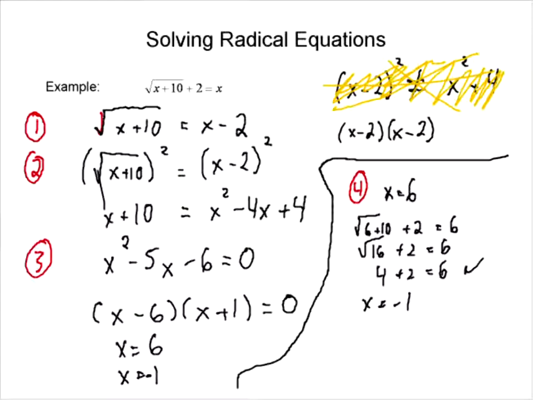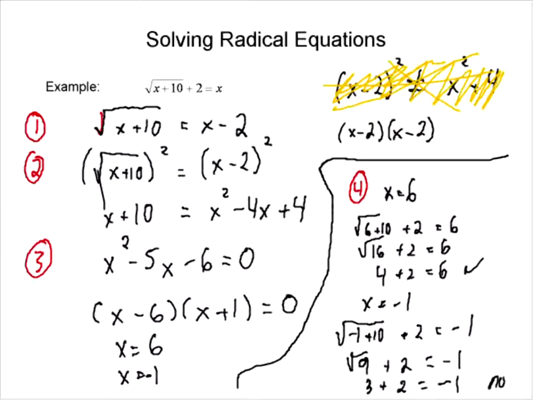So let's test x equals negative 1. And we're going to get the square root of negative 1 plus 10, plus 2. Is that equal to negative 1? Is the square root of 9 plus 2 equal to negative 1? Well, is 3 plus 2 equal to negative 1? Not the last time I checked. So this is a big no.